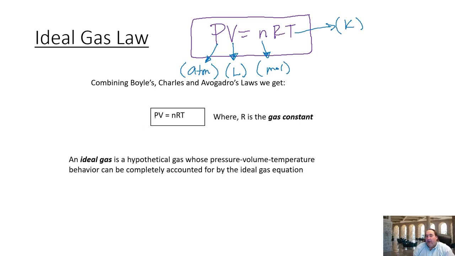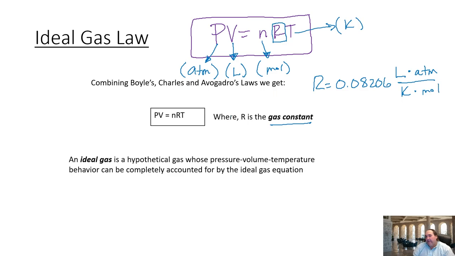The reason for all of that is R. R is the gas constant, and you always have R available to you. They oftentimes will not tell you what value R is, but you just need to know that you have it available to use. And R has a value of 0.08206, and it has these units: liters times atmosphere divided by Kelvin times mole.